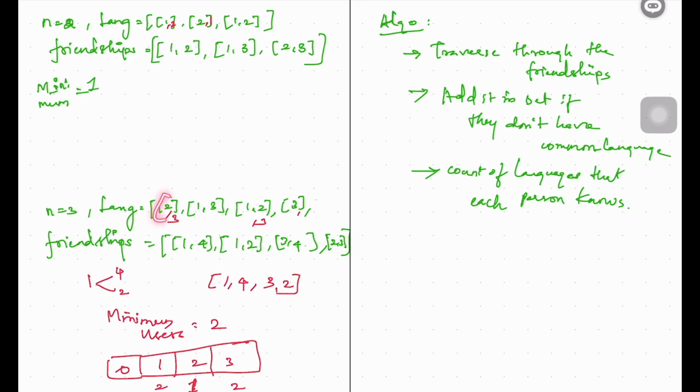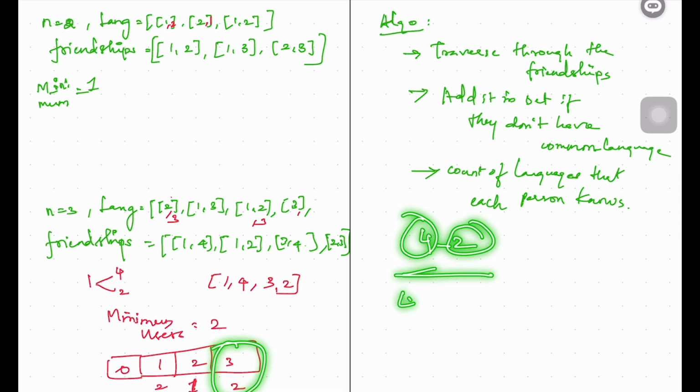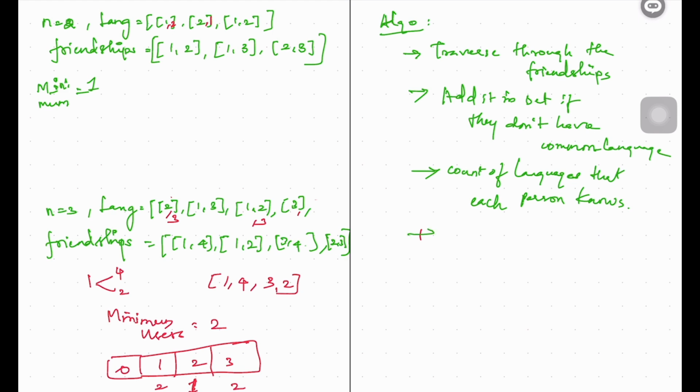Either you can make everyone learn 1, or you can make everyone learn 2, because both of them count as 2. Now the length of our intersection is 4. So see, 4 people have a friendship but can't communicate. So out of 4, 2 people already know the same language. So what we can do, 4 minus 2 will give you 2, right?